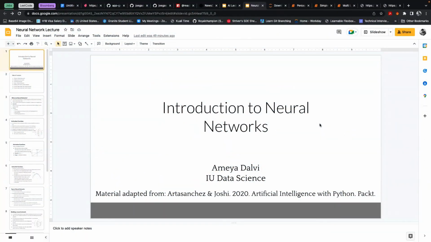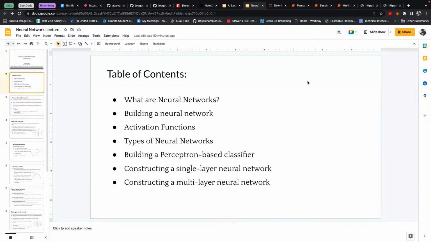In this lecture, we are going to learn about neural networks. So we will start with an introduction to neural networks. What are different types of activation functions and types of neural networks? We will then discuss perceptrons and how to build a classifier based on them. After that, we'll go deeper and learn about single layer neural networks and multi-layer neural networks.